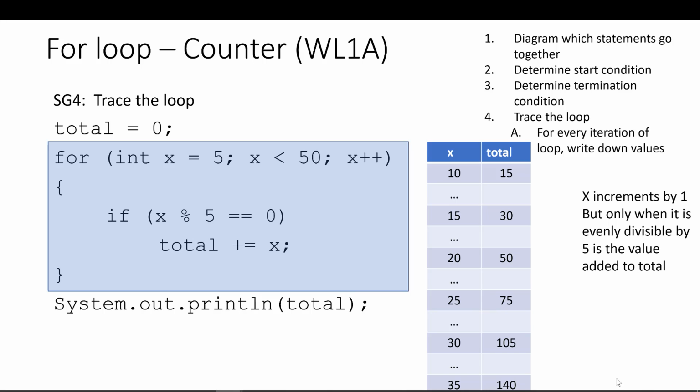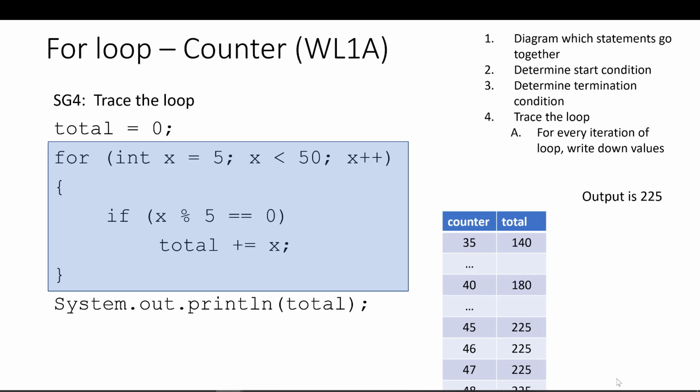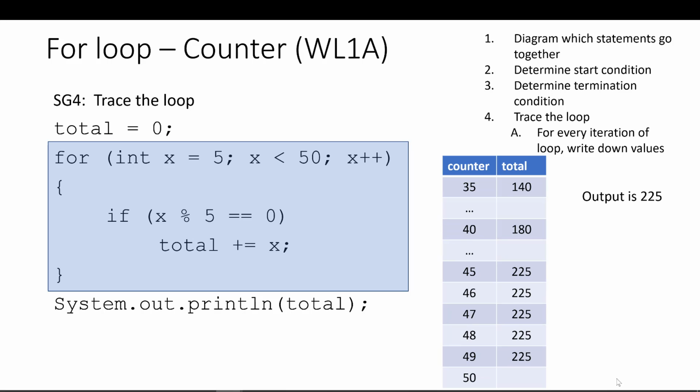When x becomes 30, we add the value 30 to the current value in total, which is 75, to get to 105. When x becomes 35, we add 35 to the current value in total to bring it to 140. We continue to trace the loop. When x becomes 40, the total becomes 180. When x becomes 45, the total is 225.